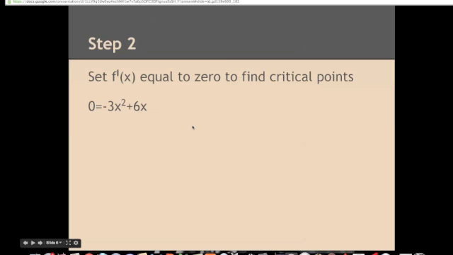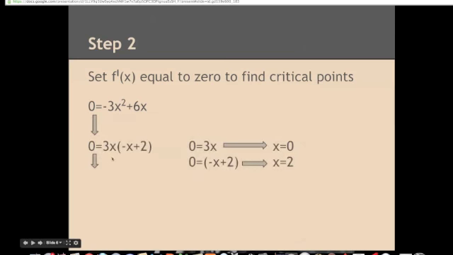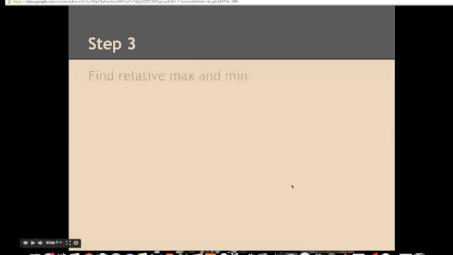So now we're finding our critical points by setting it equal to 0. And in doing so, we find our two little mini equations, negative 3x and negative x plus 2, set them equal to 0, do the math we know, and get 0 and 2 for our two critical points. Boom. Now you find the max and the min.